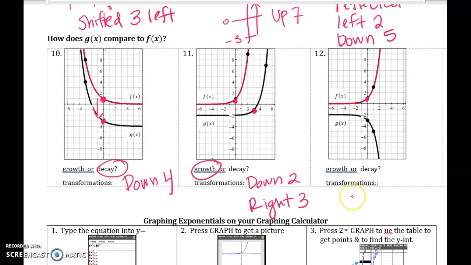All right, number 12, first of all, it is a growth. Okay, if I'm reading from left to right, it is growing. Now, some of you may be confused that this is going down, but it's really a reflected growth. Okay, so transformation, it has been reflected. So if I reflect this and it goes to here, if I'm reflecting over the x-axis, that means it's really only going down 2. That was a tricky one.